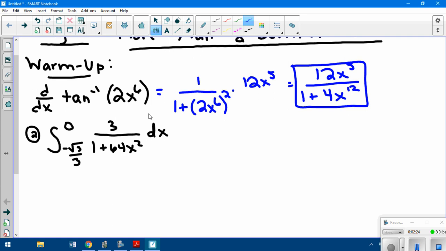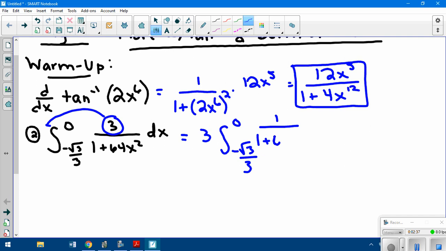So we're going to bring this 3 out front. Call this 3 times the integral from negative radical 3 to 0 of 1 over 1 plus 64x squared dx. Now remember, with these, I want this final piece on the bottom to be u squared. So we're going to do a u sub. Let u squared equal 64x squared. So what would u be? Take the square root, just 8x. That's where you get your new bounds from.